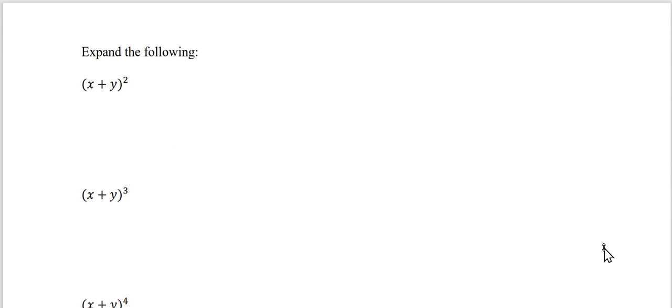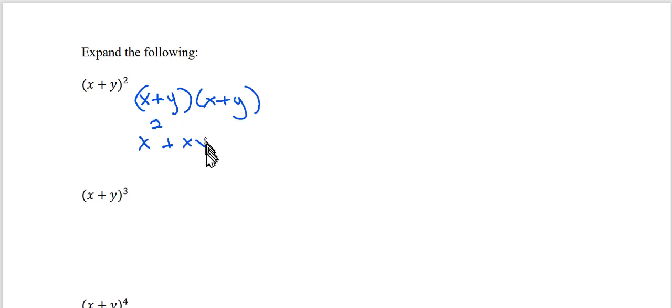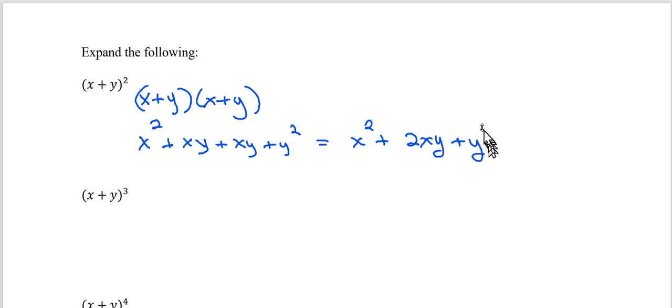Let's look at this. Let's expand these, x plus y. That means x plus y times x plus y. I really am trying to get to a point here, I promise. x squared plus xy plus xy plus y squared is x squared plus 2xy plus y squared. Okay, let's do this one. x plus y cubed means that result that I just got there times x plus y.